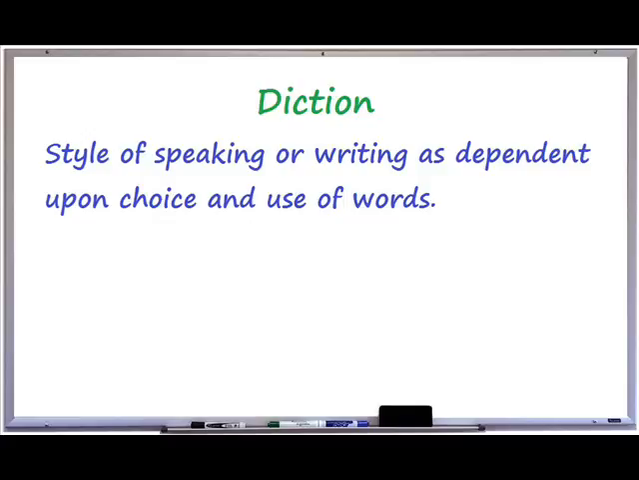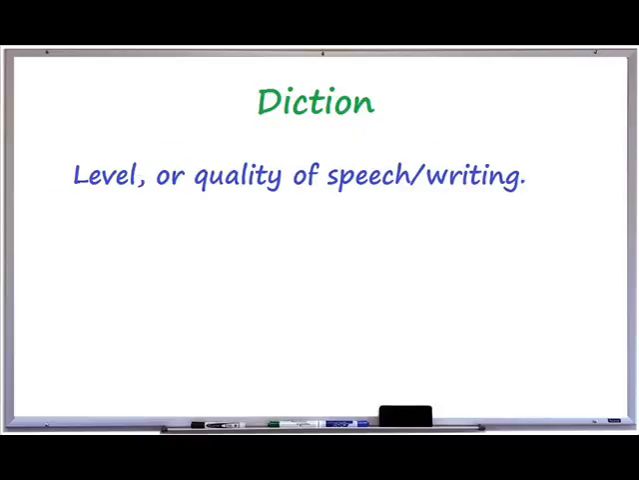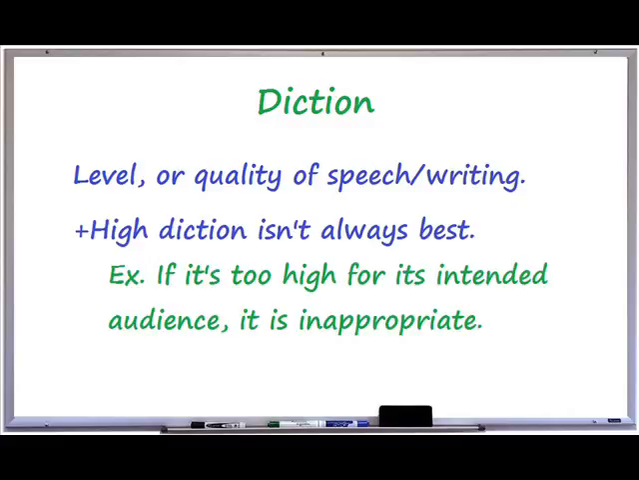Diction. A style of speaking or writing as dependent upon choice and use of words. Think of this as another way of saying speech or writing quality. If someone is using high-end vocabulary to specifically communicate words that are spoken or written clearly and accurately, that person is using high diction. And if someone is speaking or writing in broken English with misspoken, misspelled, or oversimplistic vocabulary that fails to meet the criteria of standard English, that person is using low diction, meaning the quality is low.